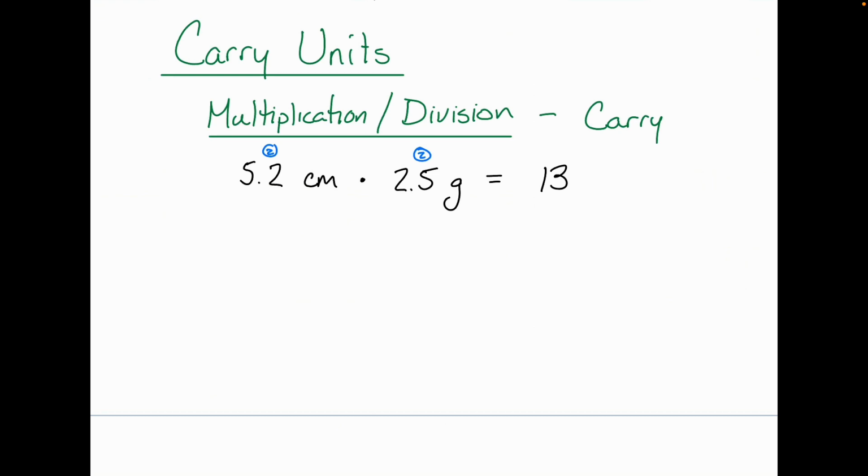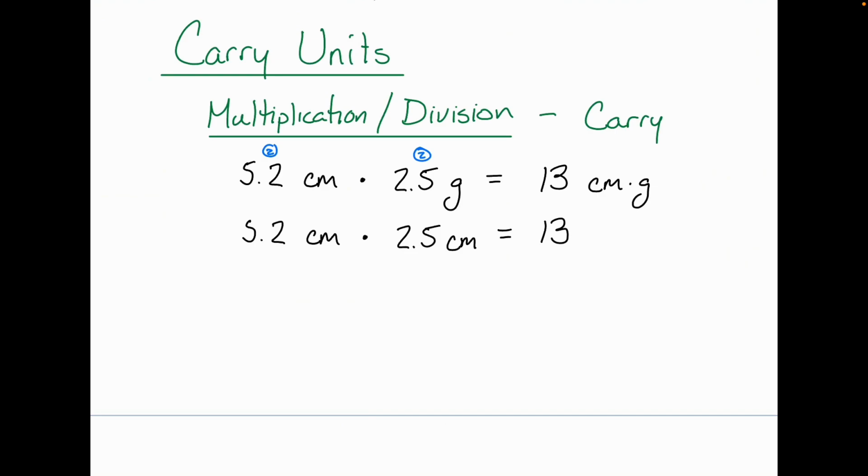And again, our units for multiplication and division will carry. So what does that mean? Just like I punched into my calculator 5.2 times 2.5, I'm also going to look at these units and multiply them. Centimeters times grams. Those are my units at the end of this calculation. Centimeters times grams. Right? My units just carry. I treat them like variables in my problem. So what if we had instead, let's keep the numbers the same to make our lives a little bit easier, 5.2 centimeters times 2.5 centimeters.